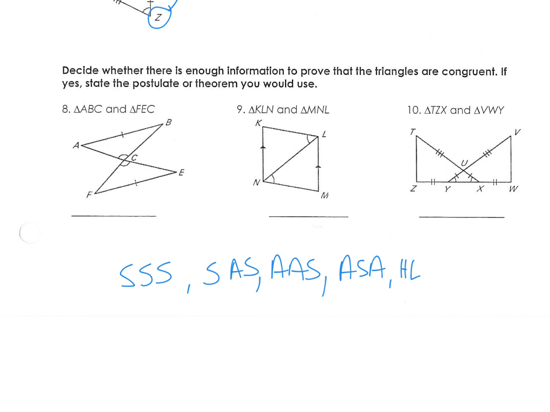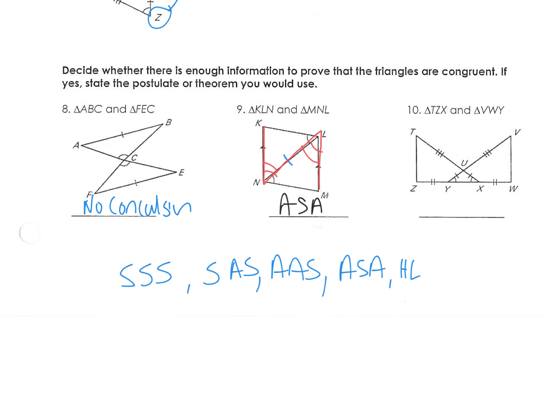So for 8, no conclusion here. I don't have enough information. I have an angle, I have a side. I need at least one more thing, and I don't have it. In number 9, I do have the reflexive side. Now, this is the one that's going to be the most complicated. When you see parallels, we've talked about this in previous chapters, this is alternate interiors. So we know that these 2 have to be equal. So we know that this has to be angle, side, angle.